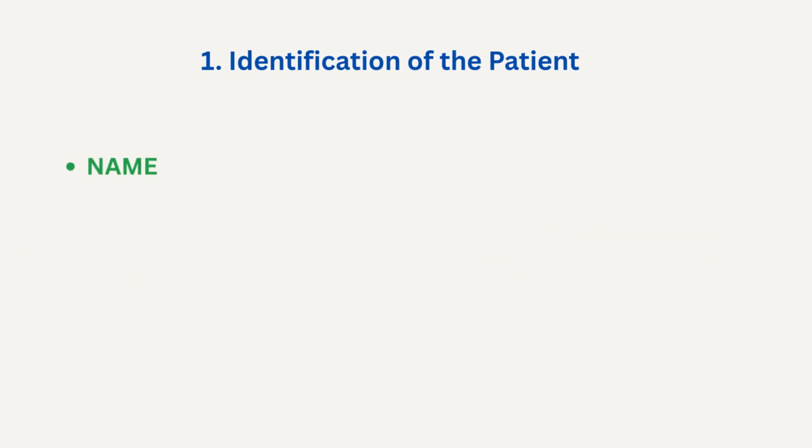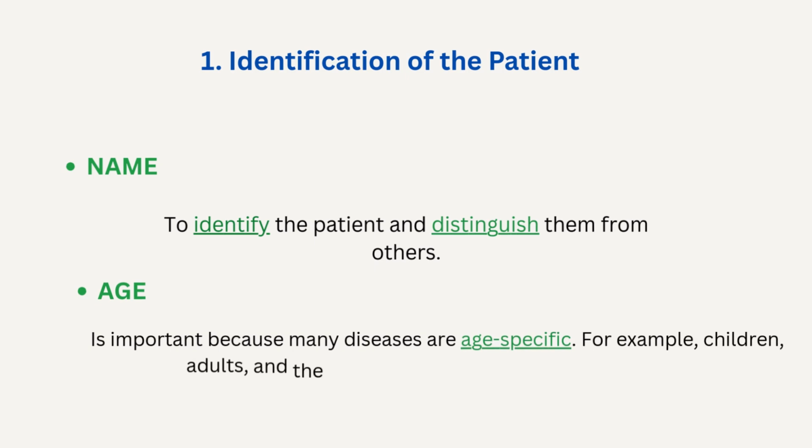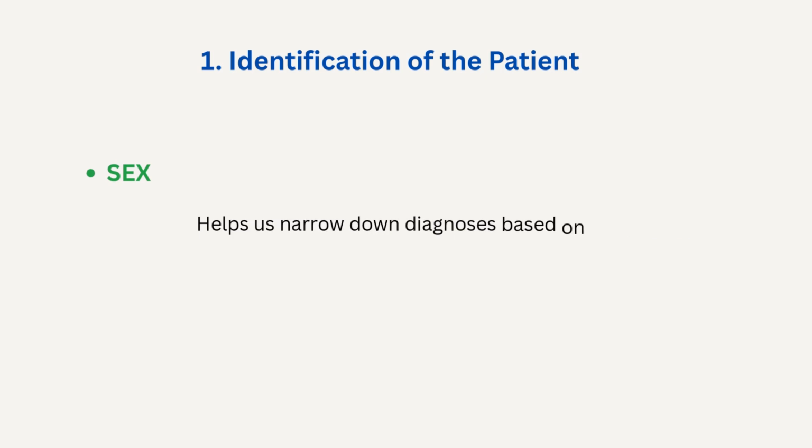Name. This is used to identify the patient and distinguish them from others. Age. Age is important because many diseases are age-specific. For example, children, adults, and the elderly are prone to different illnesses. Sex. Knowing the patient's sex helps us narrow down diagnoses based on sex-specific conditions.